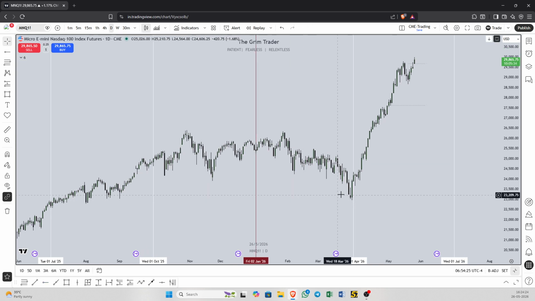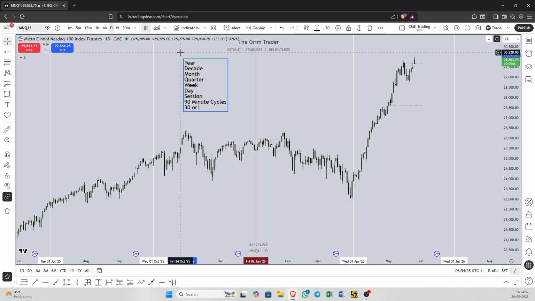The theory is that you need to look at 3 separate time cycles, not 1 or 2, not just the previous cycle, you need the cycle before that. So this is, let's say, the current quarter. The cycle can be anything. It could be a year, it could be a decade, it could be a month, it could be a quarter, it could be a week, a day, session, 90-minute cycles, 30 or even 10-minute cycles. These are all the time cycles you need to worry about.